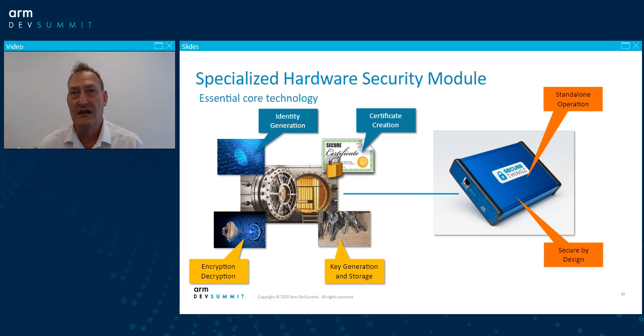For example, tamper-proofing, so that we can detect if someone attempts to access the secrets that are held inside this device, and to be able to zero those valuable items, so that if someone gets inside, for example, decapping a chip, there is nothing there for them to see. So secure design is also a very important aspect of this specialized hardware security module.